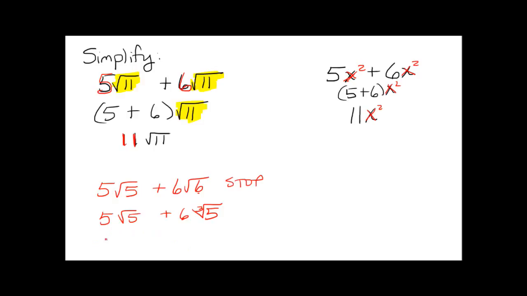So what if we had 5 times the square root of 5 plus 6 times the square root of 5? Then yes, that one we can simplify by just adding the coefficients. Coefficient's the number being multiplied out front, because they have exactly the same radical.